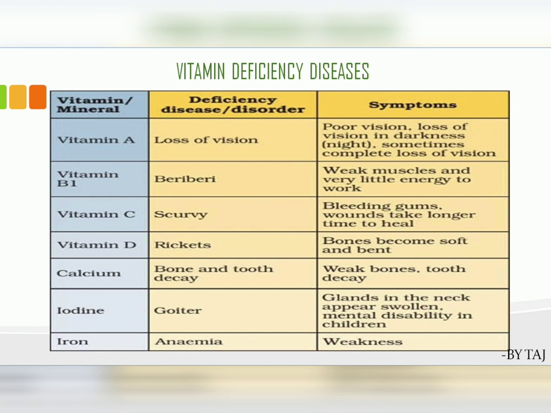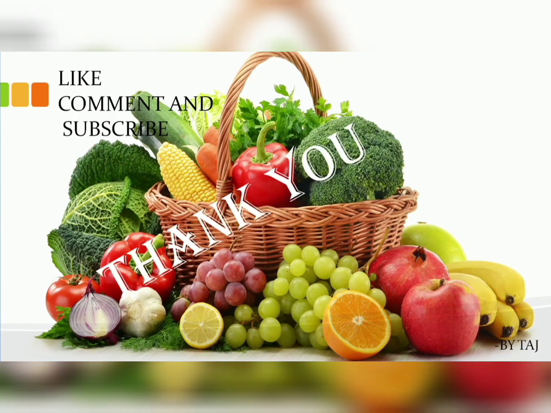If there is iron deficiency, you are going to get a disease called anemia. The symptom you get is weakness. So you have to have a good balanced diet for the proper functioning of the body. So this is all about today's class, the tests for macronutrients and even the detailed information about micronutrients. I hope you guys understood the concept very well.